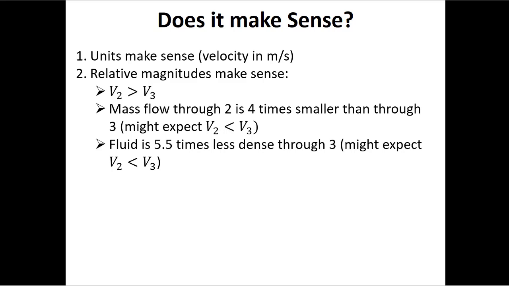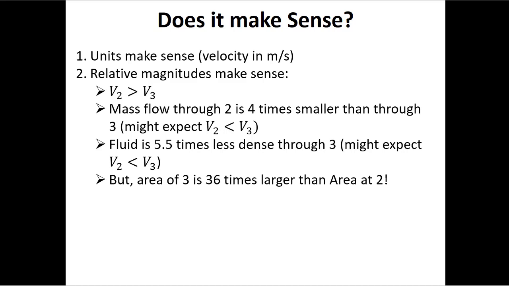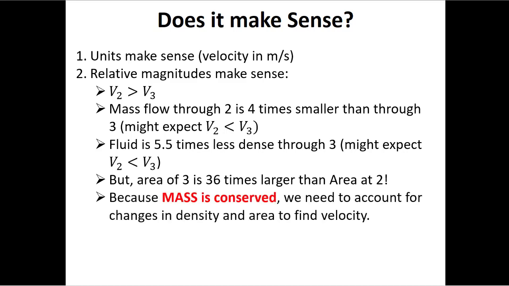We found also that the fluid is 5.5 times less dense through 3. So that might make us think that V2 would be less than V3 as well. But the area at state 3 is 36 times larger than the area at 2. So it's a little tricky to just look at the velocity here, because it's not volume that's conserved. It's mass that's conserved. So we need to think about changes in density and of the area that the fluid is moving through to find the velocity. And that's exactly what we did in this problem.